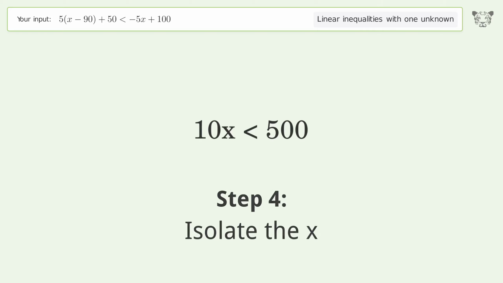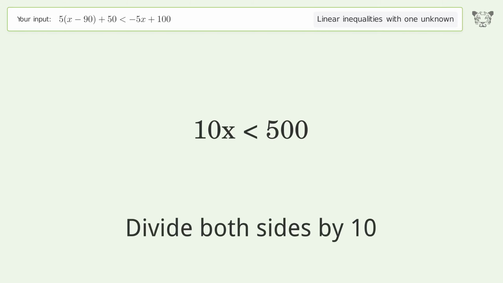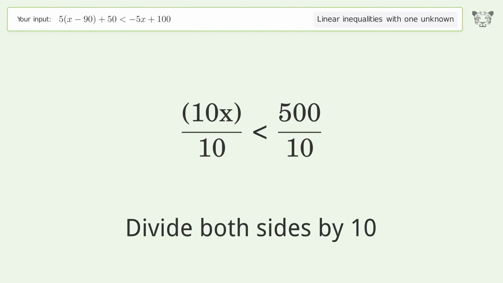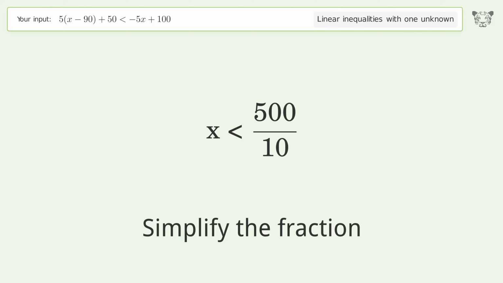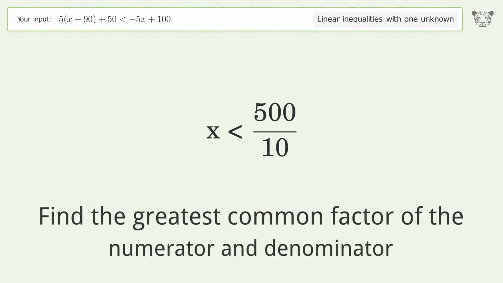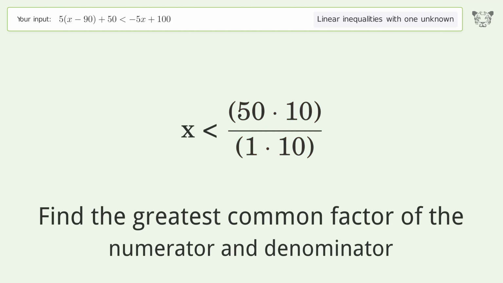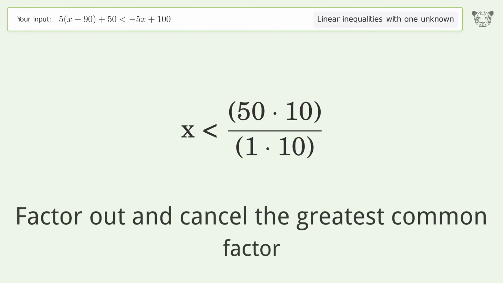Isolate the x. Divide both sides by 10. Simplify the fraction. Find the greatest common factor of the numerator and denominator. Factor out and cancel the greatest common factor.